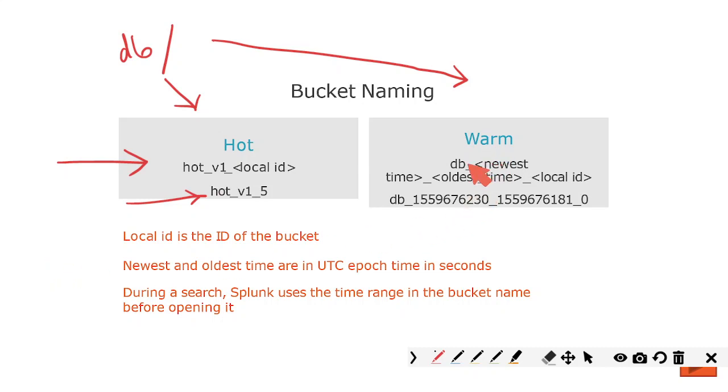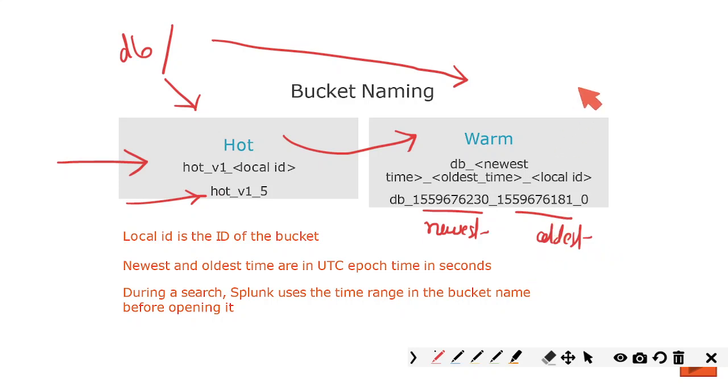And similarly, once the data is rolled from the hot bucket to the warm bucket, your buckets will be renamed, and this is the format. It represents a time format, in UTC epoch time in seconds. So you can try to understand that this is the newest time and this is the oldest time.